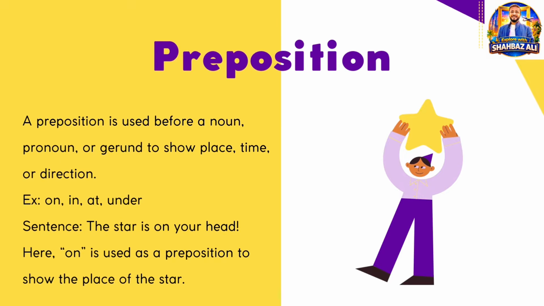Preposition. A preposition is used before a noun, pronoun, or gerund to show place, time, or direction. For example, on, in, at, under. Sentence, the star is on your head. Here, on is used as a preposition to show the place of the star.